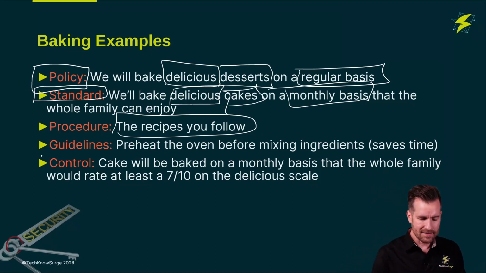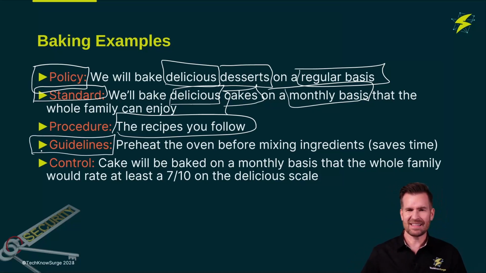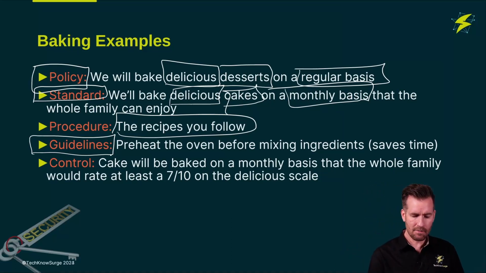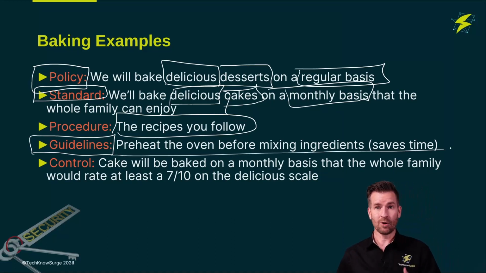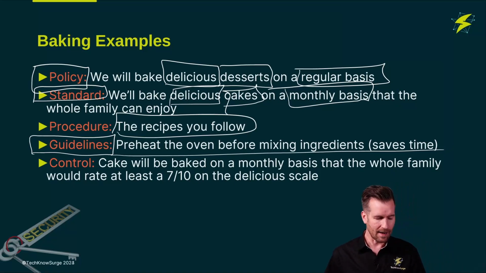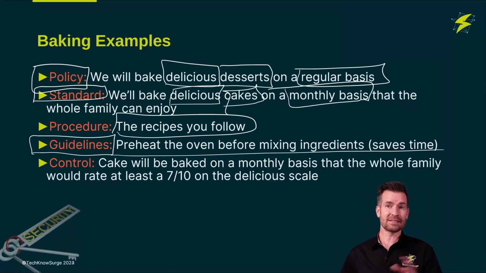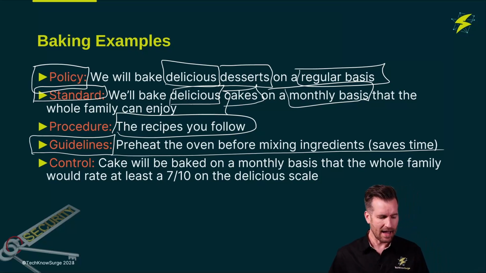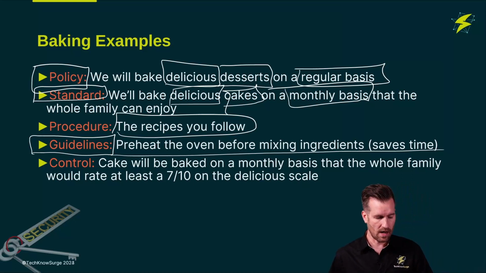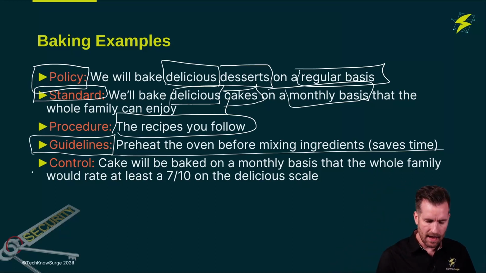So then I'm going to have some guidelines. The guidelines are stuff that's not so prescriptive. It's things that are just going to help me out along the way. Maybe one of the guidelines is that I'm going to preheat the oven before mixing the ingredients. This is going to save me time. So an order of operations here, so that I'm not mixing all the ingredients and then having to wait for the oven to heat up. So it can just be a guideline of how to improve the experience or how to meet the rest of this criteria. And then I have a control.